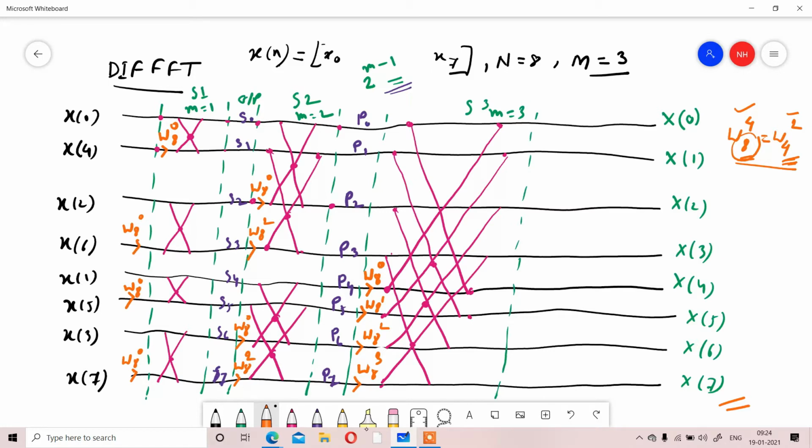And W4 squared, you can also write as W2 to the power 1. That is also okay.